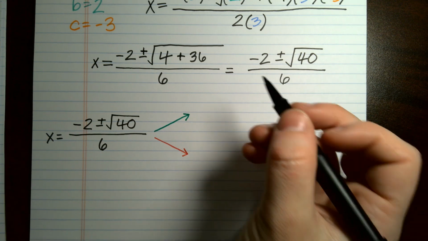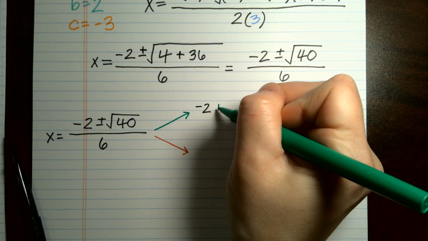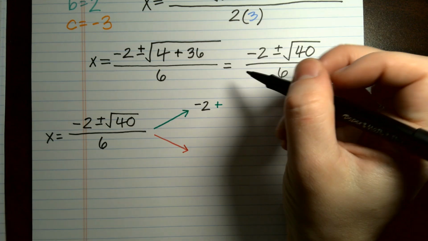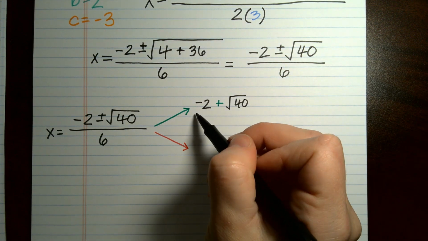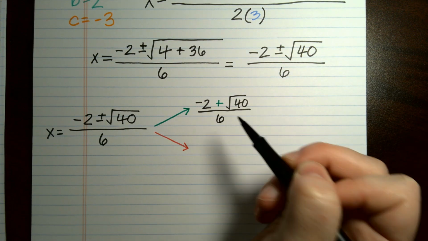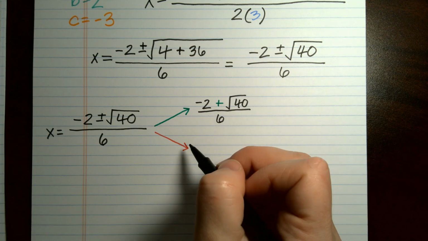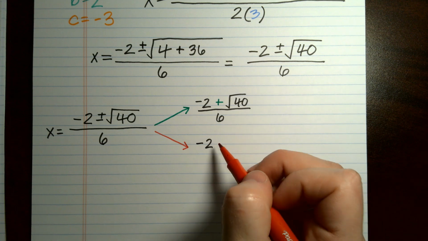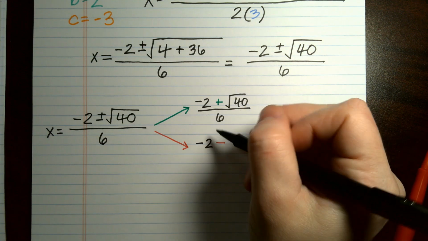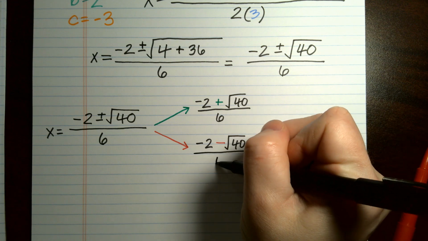Let's do our plus first. -2 plus the square root of 40 divided by 6. And what would my other one be? Minus. Yeah, -2 minus the square root of 40 divided by 6.